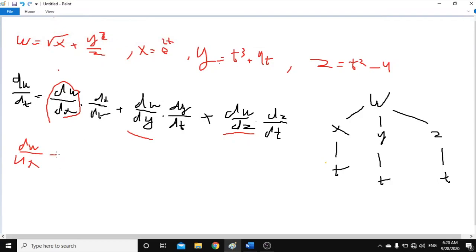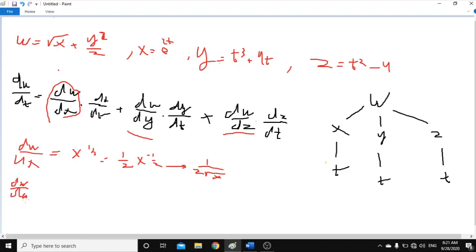Okay, that's fine. Solving dw with respect to x. Here we have a square root of x, so we can write it as x to the 1 over 2. Here we have y and z, so they are zeros. It equals 1 over 2 x to the negative 1 over 2, which is 1 over 2 square root of x. And this is the first partial derivative answer.